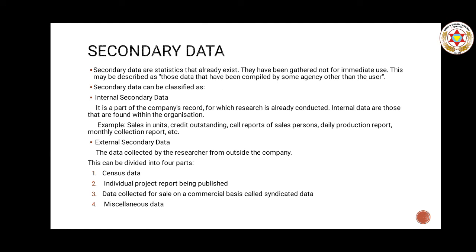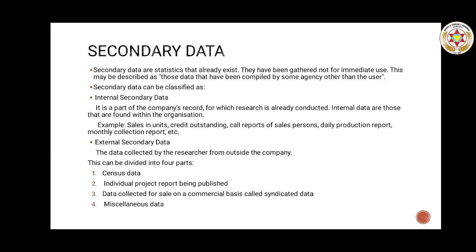Now let's understand what is secondary data. Secondary data are the statistics that already exist, and they have been gathered not for immediate use. This can be described as data that have been compiled by some agency other than the user. Secondary data can be classified as internal secondary data or external secondary data.